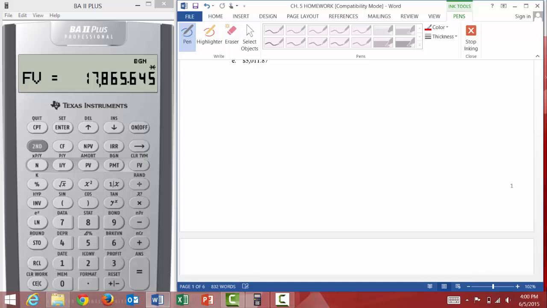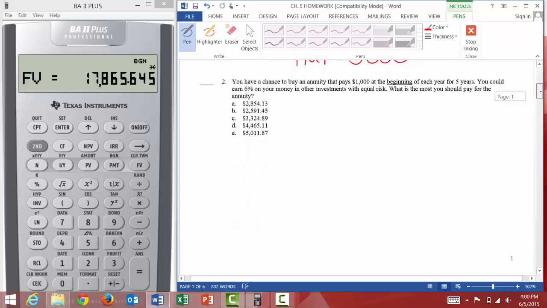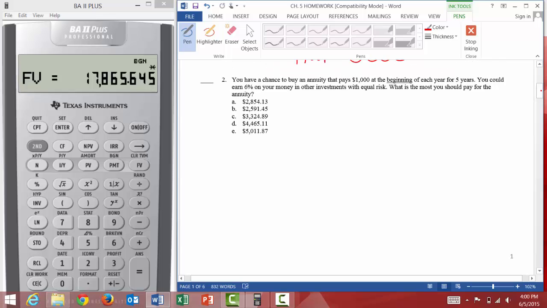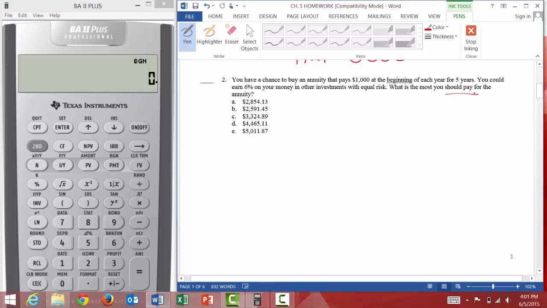Whoops. It's kind of hard to do with this little pen thing. Okay, so you have a chance to buy an annuity that pays $1,000 at the beginning of each year. So I know that over here, I'm still in begin mode, so that's fine, for 5 years. And I could earn 6% on my money and other investments of equal risk. What's the most I should pay for this annuity? So that means what's the present value or the price.